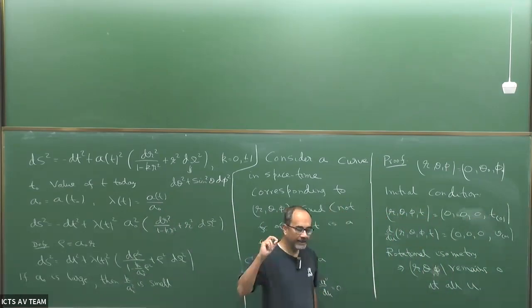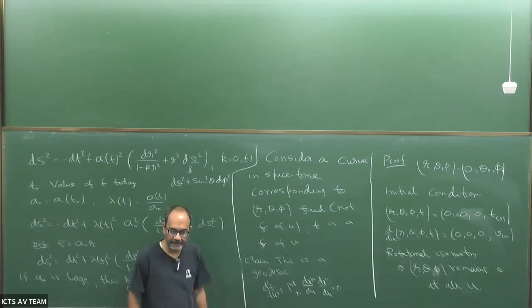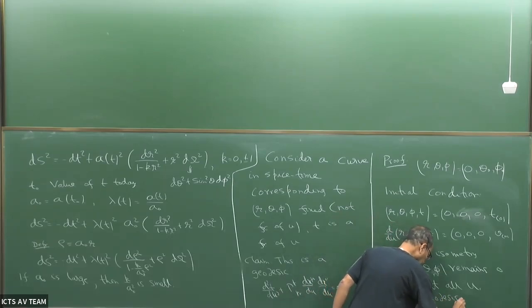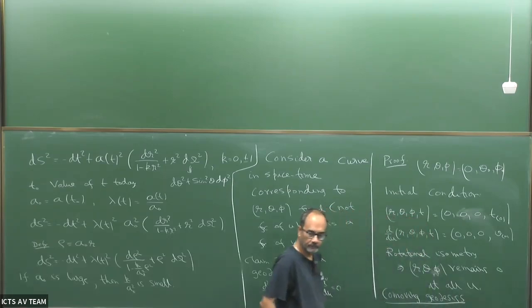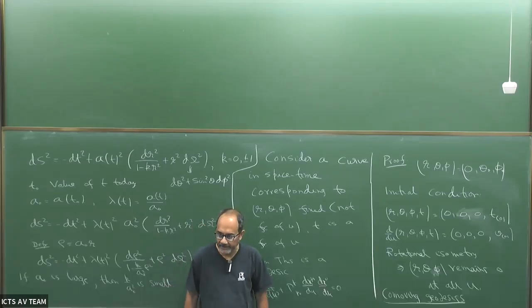So points which are fixed in this coordinate system, curves for which r, theta, phi are fixed but t is changing, are all geodesics. Is that clear? These are called co-moving geodesics. This r, theta, phi, t coordinate system is what is called co-moving coordinates, and the geodesics in which r, theta and phi remain fixed are called co-moving geodesics. These are not the only geodesics that we have in this space time, but these are a special kind of geodesics, which are important, as I will explain in a few minutes.